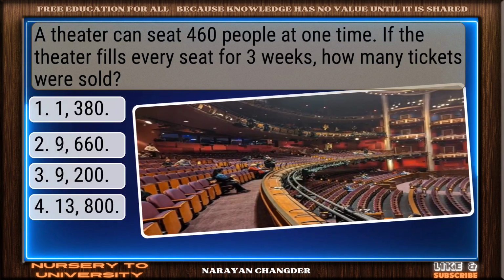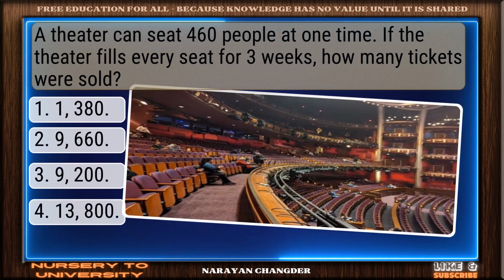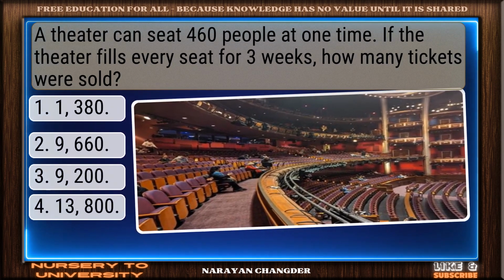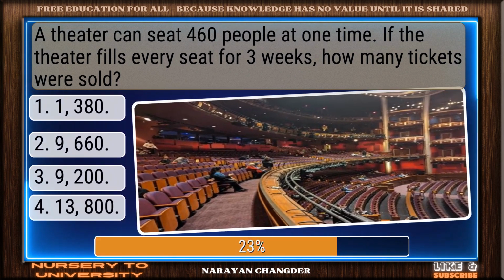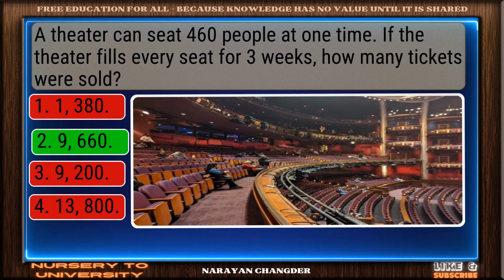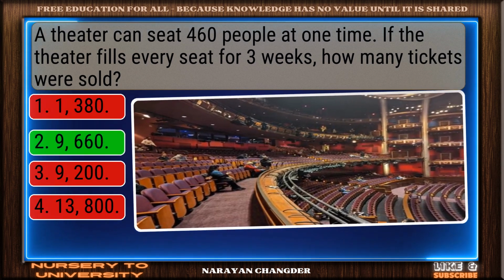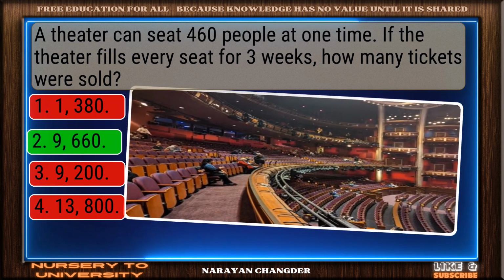A theatre can seat 460 people at one time. If the theatre fills every seat for 3 weeks, how many tickets were sold? Excellent. 9660 is a brilliant choice.